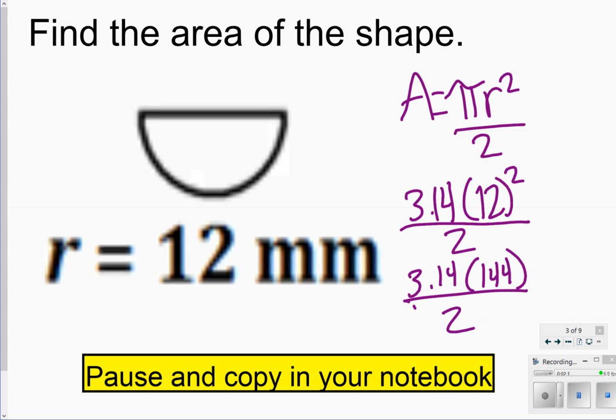Go ahead and calculate this into your calculator. And when you do so, you're going to find that your value for the area of the half circle is 226.08, and it is millimeters, very small, squared. That would be your final answer. Make sure you have the image and the work shown on how to find the area of a semicircle.